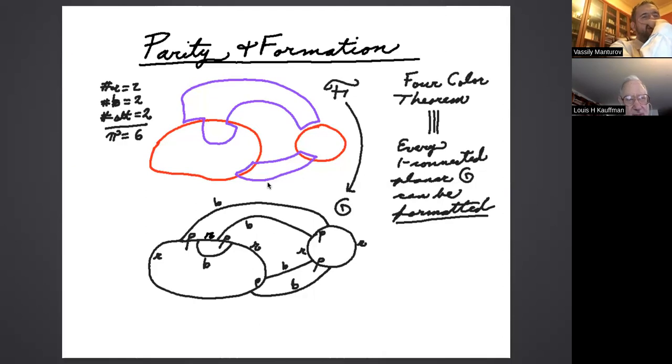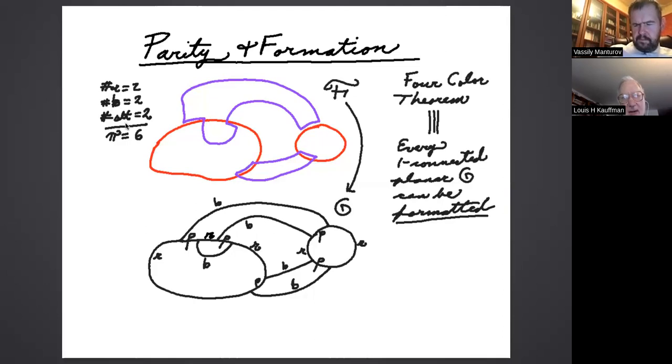Now I'm going to do a little counting about these formations. I'm going to count the number of red loops, the number of blue loops, and the number of alternating loops, which are the number of loops in the complement of the perfect matching. So I go along red, blue, red, blue, red. That's one. And I go along blue, red, blue, red, blue, red. That's the other. So there are two alternating loops.